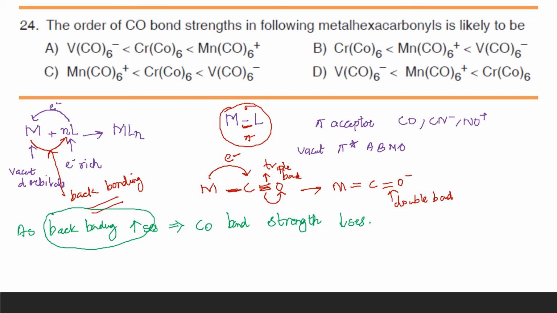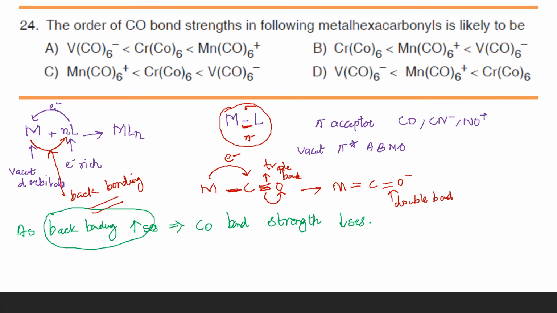Back bonding is actually possible when the electron is flowing from metal to ligand. And this is possible only when the metal has enough electrons to donate. That is, the metal should be in the low oxidation state. So back bonding has something to do with the oxidation state of the metal. That is, when the oxidation state of the metal decreases, there is more back bonding.